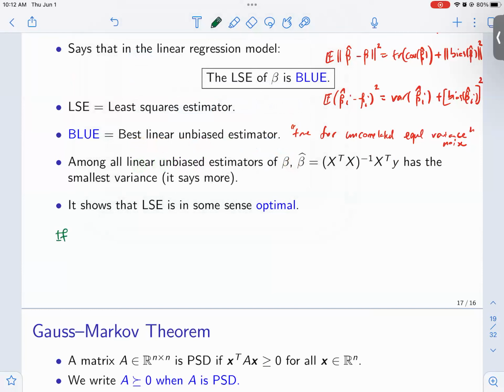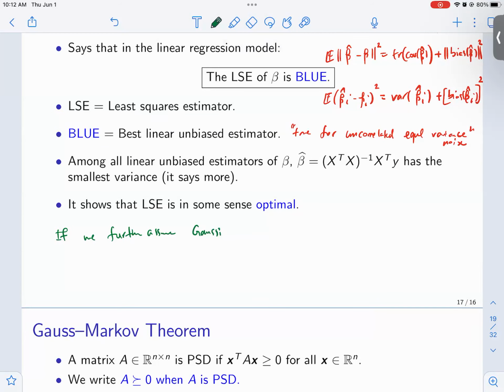If you further assume Gaussianity, then beta hat OLS is the best among all unbiased estimators, not necessarily linear ones.